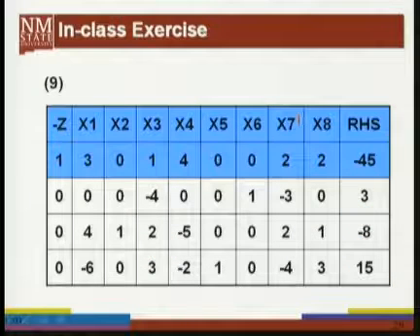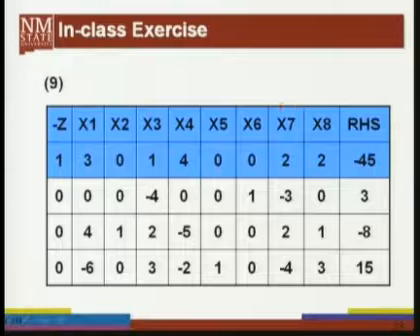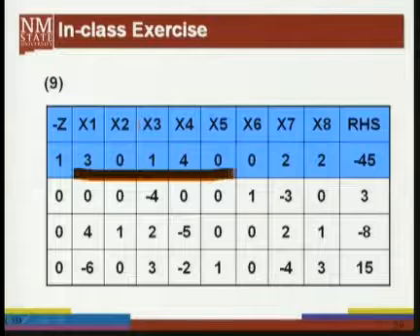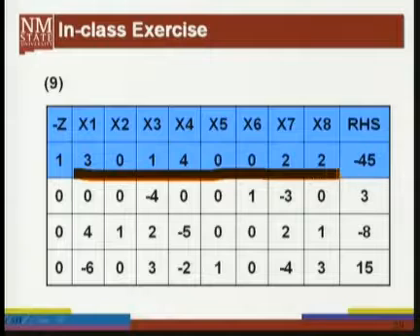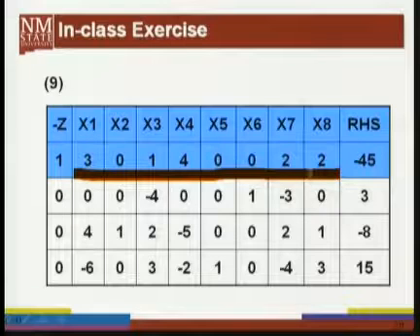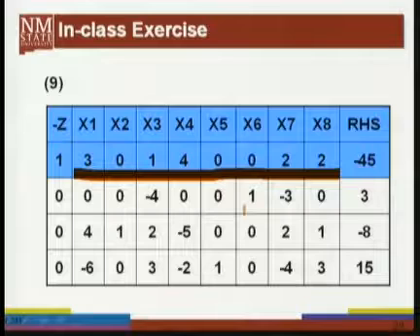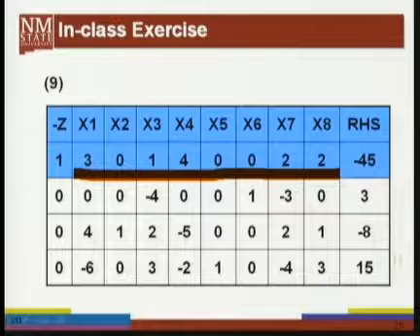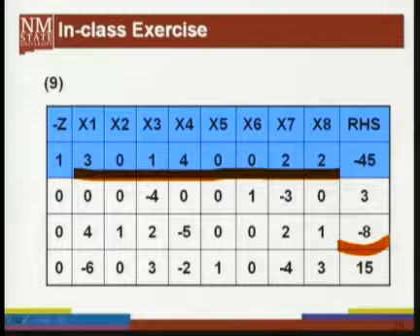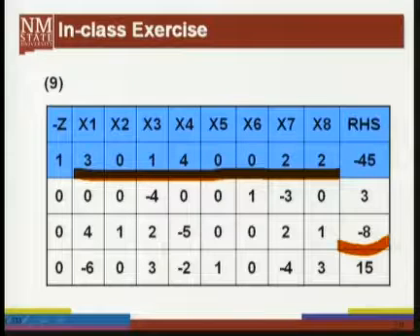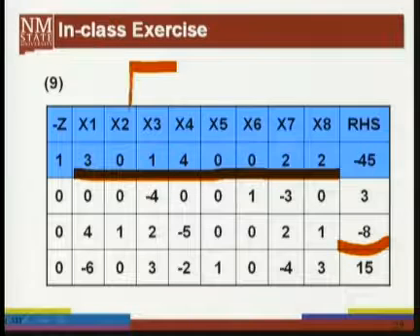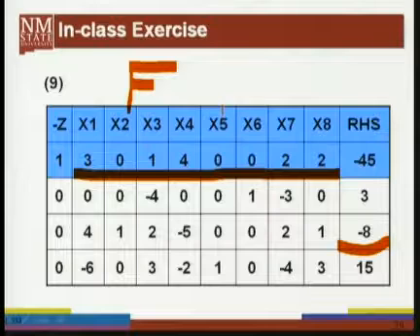Okay, what about the case 9? Is this optimal? Yes. All the reduced costs are positive value, right? So this is the optimal. However, one of the basic variables has a negative value. So how would you conclude this? Infeasible, right? So this is F, Tableau with infeasible basic solution.